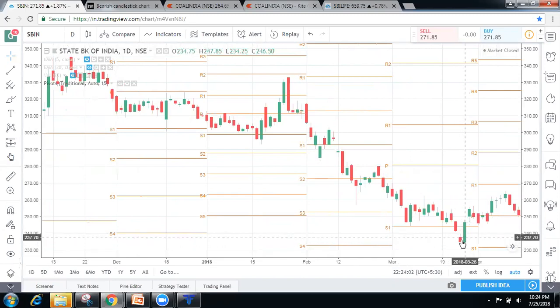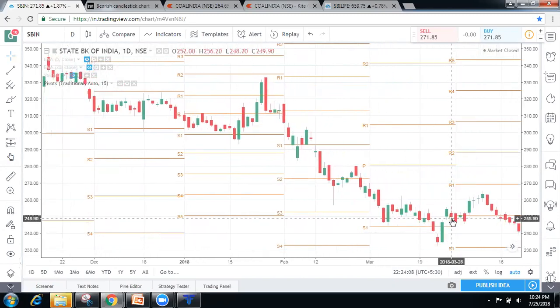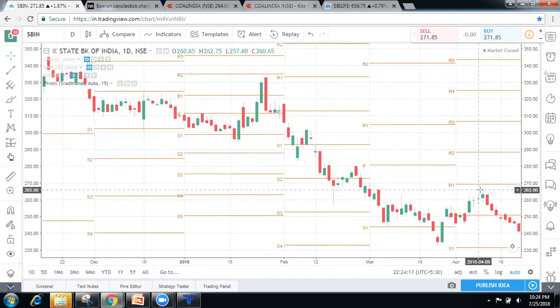This is called an outside candle. Outside candle means bullish. So here you can expect up to R1. So you enter here at 250, you can expect up to 270. It came up to 263.